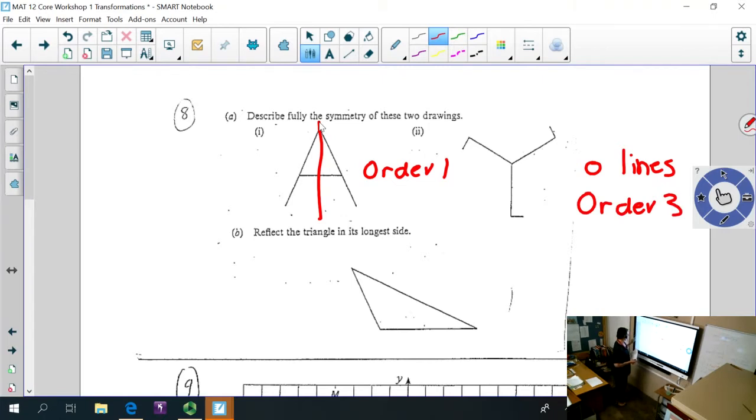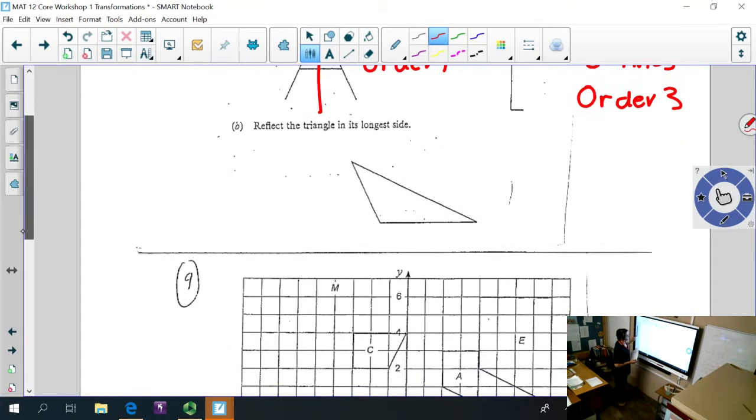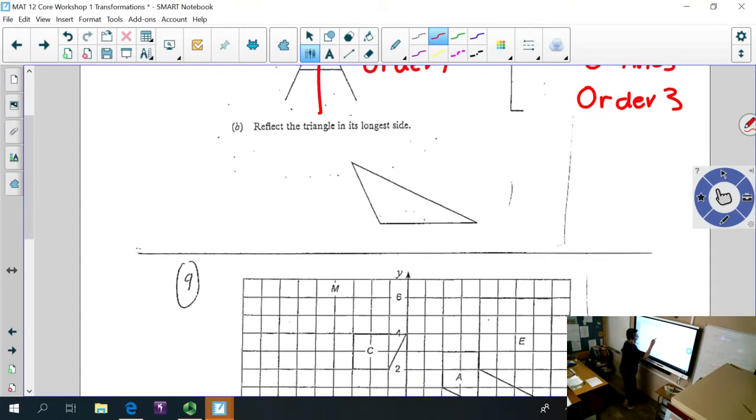Now here we have to draw the reflection in the longest side, which is obviously this side here. Now remember, this paper is not vertical. It is always a good idea to turn your paper so that your line of symmetry and this line of symmetry are in line. Then it is easier to draw it. So turn your page so that you can find that point.